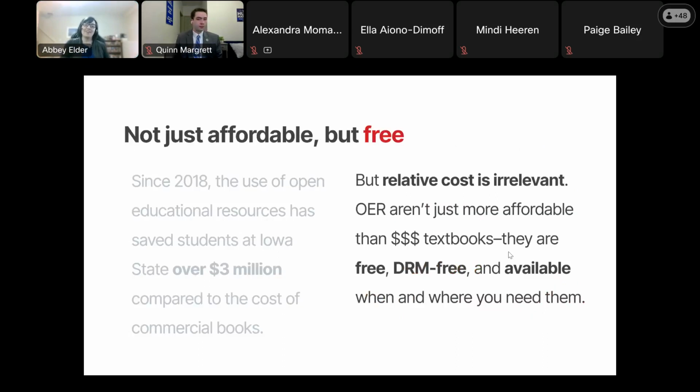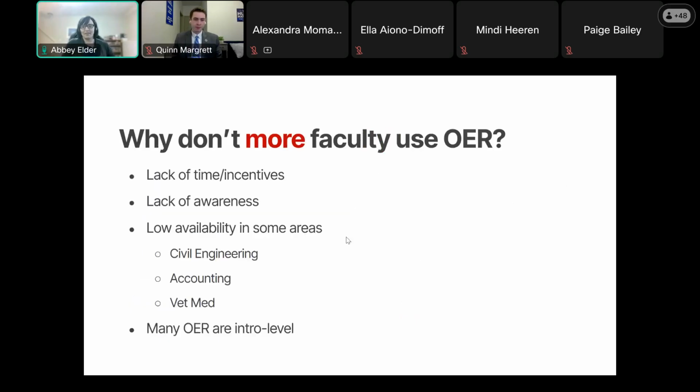There you go. For you guys, relative cost is irrelevant because what matters to you is not how much you saved relative to what you could have paid, it's how much you had to actually pay. OER aren't just more affordable, they are free, they are DRM free, and they're available when and how you need them. And that's partly why I'm supporting them. So why don't more faculty use OER?